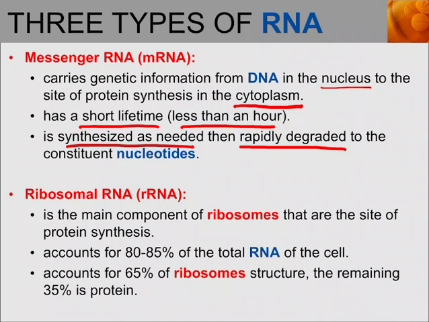There's also ribosomal RNA, abbreviated rRNA, and this is the main component of something called a ribosome. Ribosomes are important because they're the site of protein synthesis, and we'll talk more about ribosomes later. But rRNA accounts for 80 to 85% of the total RNA in a cell, and it accounts for 65% of the ribosome structure, and the remaining 35% is protein. Again, ribosomes are where protein synthesis occurs.